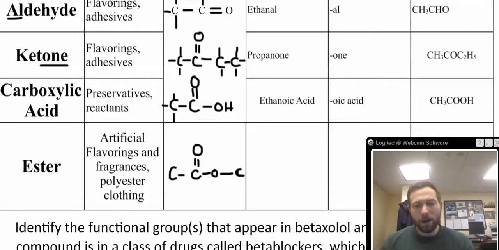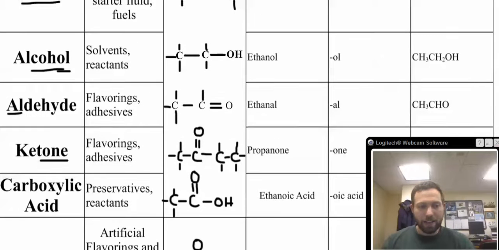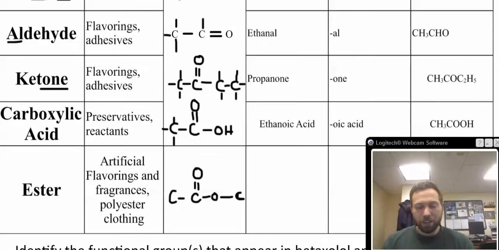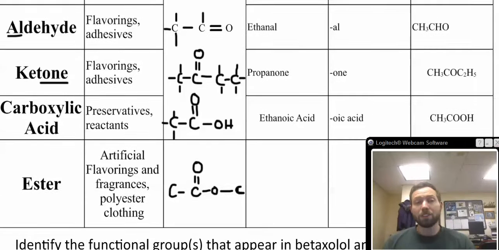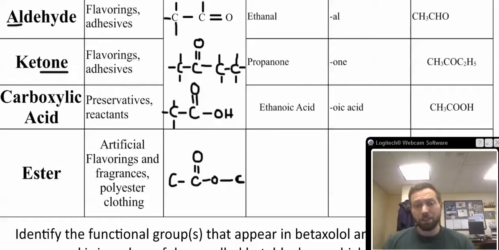Notice the difference between this versus carboxylic acid. Carboxylic acid has an OH, and that's at the end, versus the ester. Okay, notice the difference between this and, say, a ketone. A ketone has just a double bonded oxygen, but an ester has a double bonded oxygen and another oxygen, so two oxygens there.